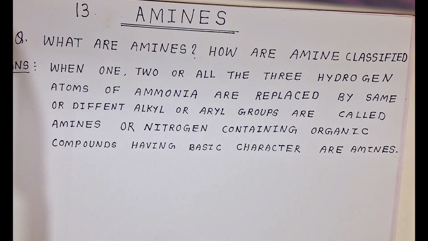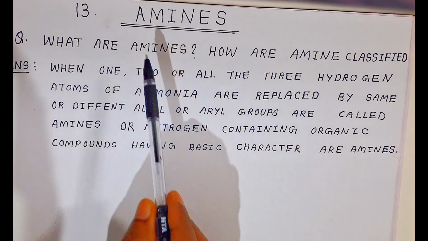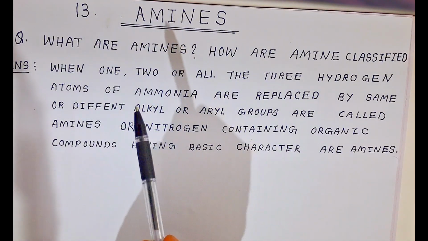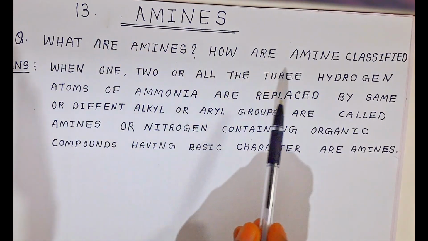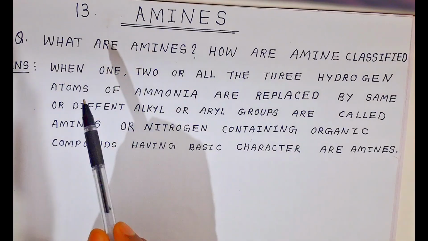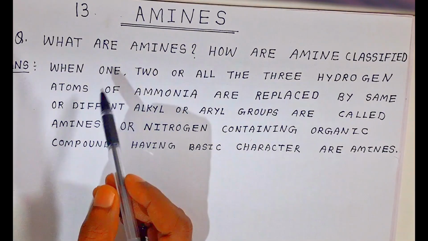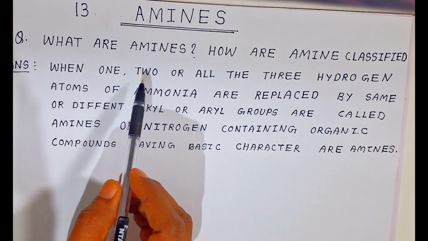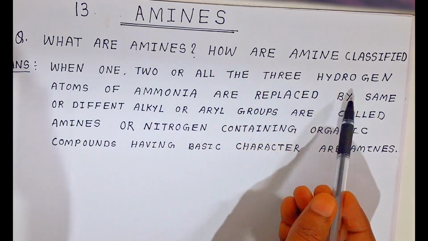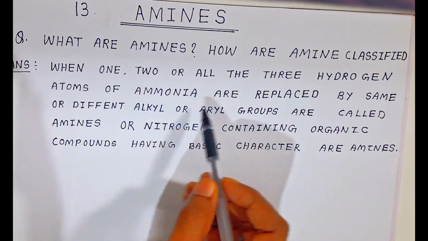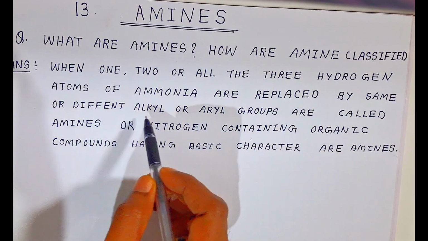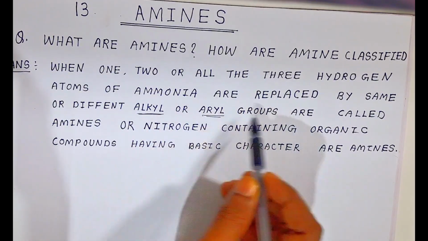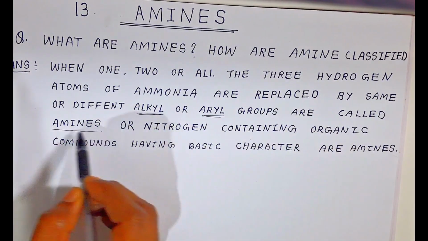In this video, students, I am going to explain the lesson amines. In board examinations, sometimes they ask what are amines and how are amines classified. So this is the way you have to represent the answer. When 1, 2 or all 3 hydrogen atoms of ammonia are replaced by the same or different alkyl or aryl groups, they are called amines. So this is the definition.